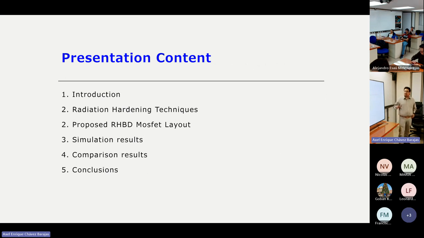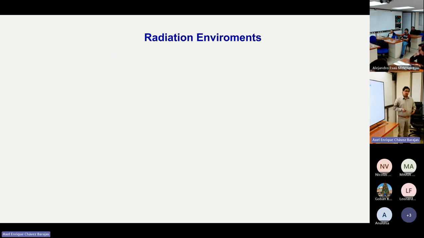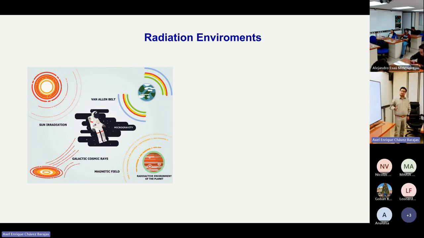Here's the content of my presentation: introduction, radiation hardening techniques, the proposed MOSFET layout, and the comparison of results of simulations, also conclusions. Now, when we are talking about radiation environments that affect electronic systems, we can imagine, for example, space, which is a radiation environment that can have solar irradiation, galactic gamma rays, and also the radiation of the Earth and the Van Allen belts. That radiation can affect electronic systems in space.